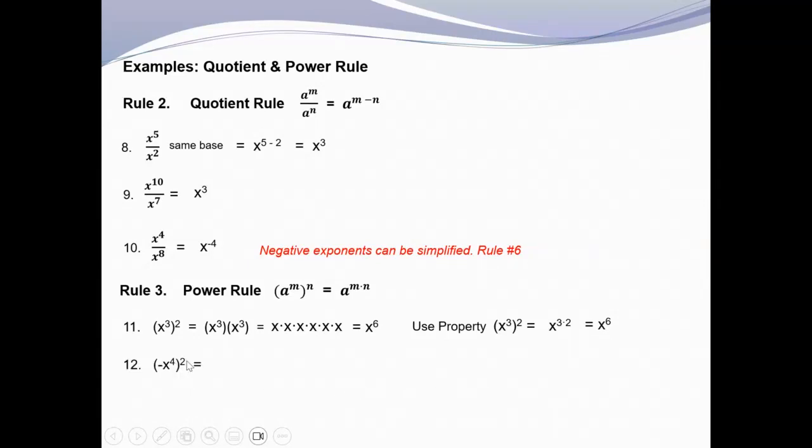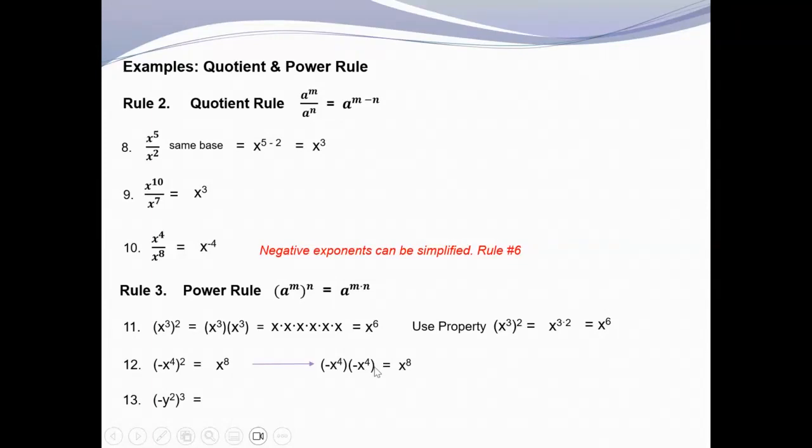Now this will be negative x to the 4th, squared. This is the same thing as x to the 8th power. Why is that? Because when you raise a negative to an even power, it's going to be positive. This is the same thing as negative x to the 4th times negative x to the 4th. A negative times a negative will give you a positive, so that'll be x to the 8th power.